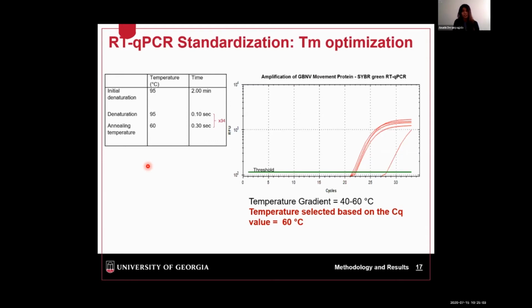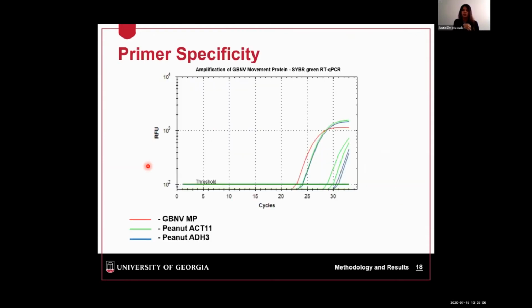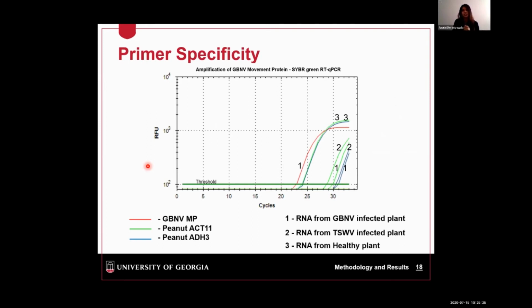After this standardization of the annealing temperature, we moved to check the specificity, which is very important because the primers should be specific to this virus. For that, we included RNA from a GBNV-infected plant, RNA from a TSWV-infected plant, and control RNA from a healthy plant. The amplification of the viral gene was observed in the RNA from the GBNV-infected plant, which is sample 1. We didn't observe any amplification for the other RNA samples, which confirms that these primers are pretty specific.